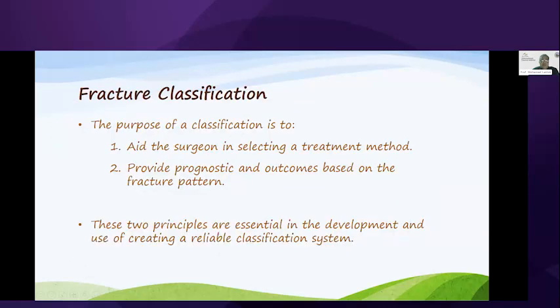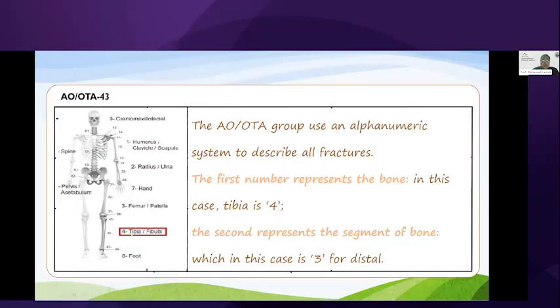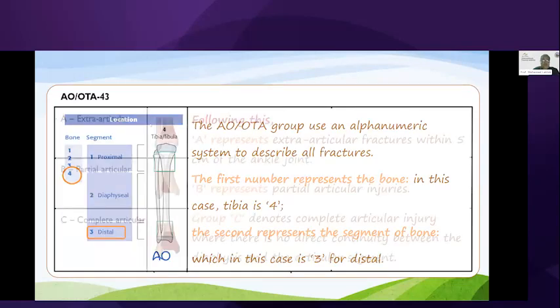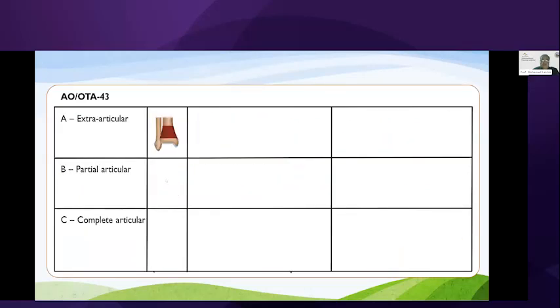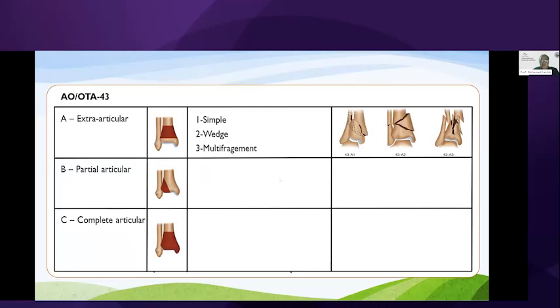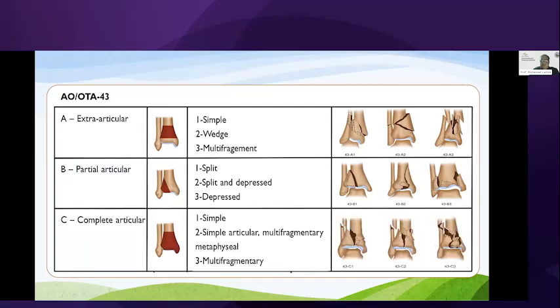Classification of the pilon fracture. The purpose of the classification is to aid the surgeon in selecting treatment methods and to provide prognostic value. The AO classification is the most famous classification. Number 4 means fracture of the tibia or fibula. Number 3 means fracture at the distal end of the tibia, and it is subdivided into A, B, C, with C being complete articular, which is subdivided into 3 subgroups: simple articular with simple metaphyseal, simple articular with multifragmentary metaphyseal, or multifragmentary epiphyseal and metaphyseal.